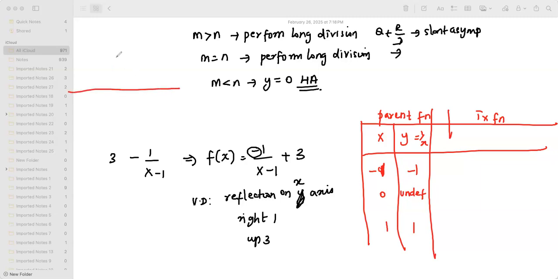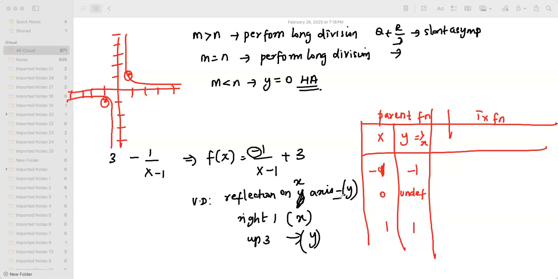Now, if I want to draw the graph, my original function was this one. Any questions there? Now, the transform function. Reflection on the x-axis means the y coordinate will undergo a change. Right one means the x coordinate will undergo a change. So first you negate your y coordinate and add 3. Right one means x plus 1. Any questions there? So now this becomes a 0, this becomes a 2, this becomes a 1.